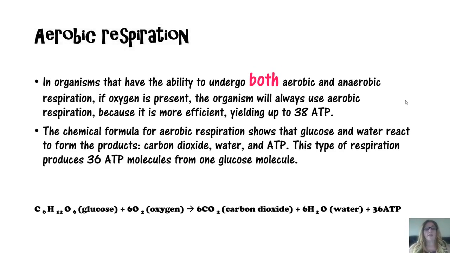In organisms that have the ability to undergo both aerobic and anaerobic respiration, if oxygen is present, the organism will always use aerobic respiration because it is more efficient, yielding up to 38 ATP molecules. The chemical formula for aerobic respiration shows that glucose and oxygen react to form the products carbon dioxide, water, and ATP. This type of respiration produces 36 ATP molecules from one glucose molecule.